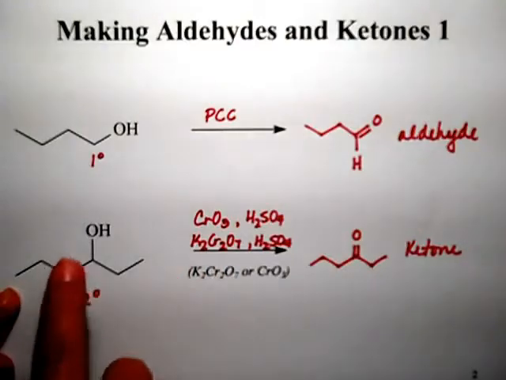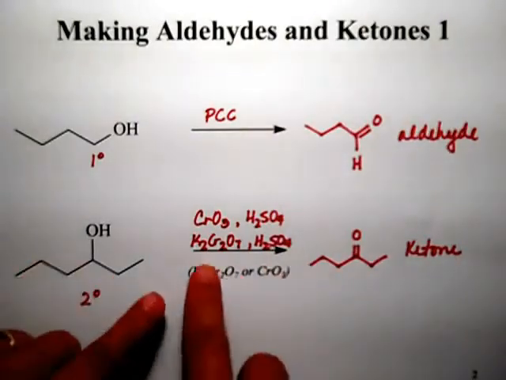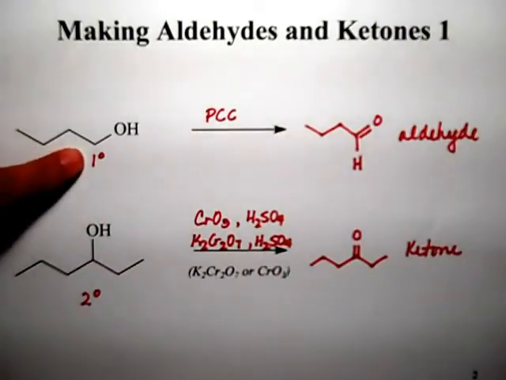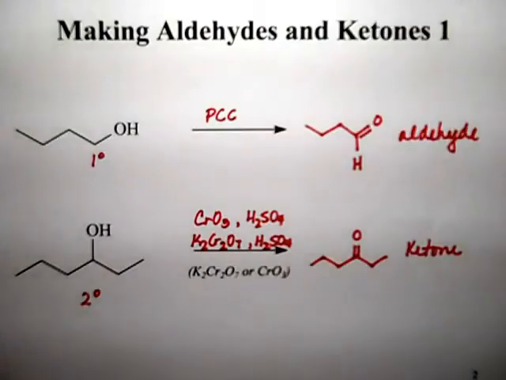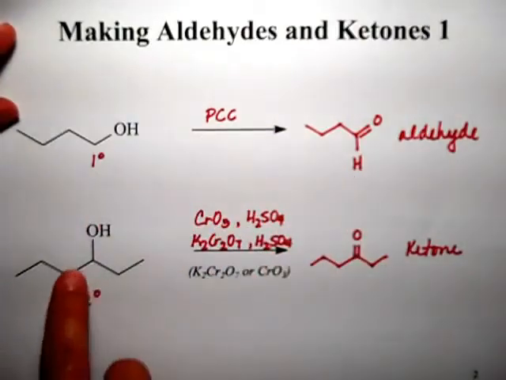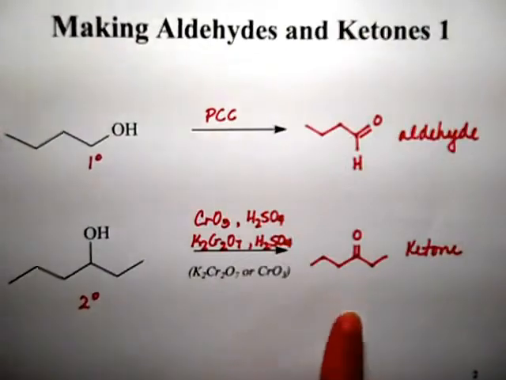Even if you use PCC on the secondary alcohol, you'll still get the ketone. But if you were to use any of these chromiums with your primary alcohol, that would be a problem. You would get a carboxylic acid out of this. So primary alcohols with PCC give you aldehydes. Secondary alcohols give you ketones with any oxidizing reagent.